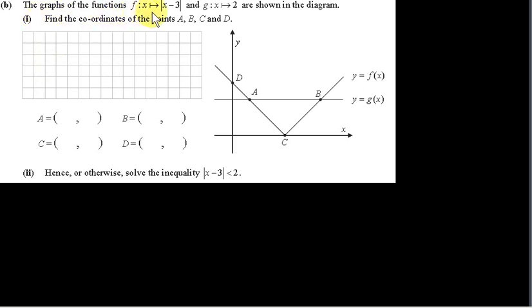The graphs of the functions f of x equals the magnitude of x minus 3 and g of x equals 2 are shown in the diagram. Find the coordinates of the points A, B, C and D.